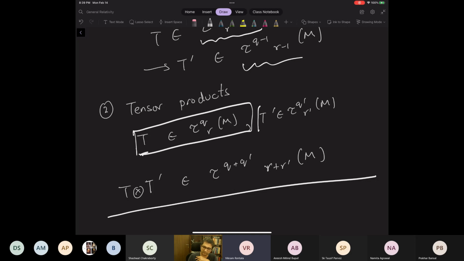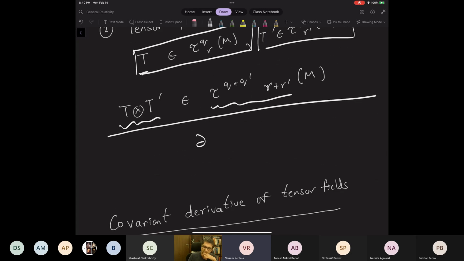And the second operation, this is the last line: you take a tensor of type (Q, R) on the manifold and another tensor of type (Q', R') on the manifold, then you can define the tensor product of these two tensors, which gives me a tensor of type (Q plus Q', R plus R'). We've been using this implicitly.